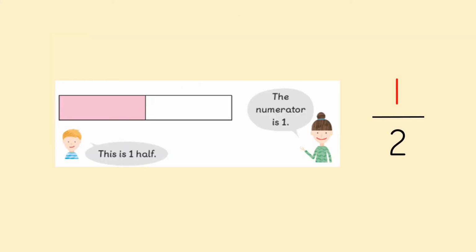So in this rectangle, it has 2 equal parts. One part has been shaded in. So the numerator is 1. The denominator on the bottom is 2 because there are 2 equal parts. So we write this as 1 over 2. Half has been shaded in.